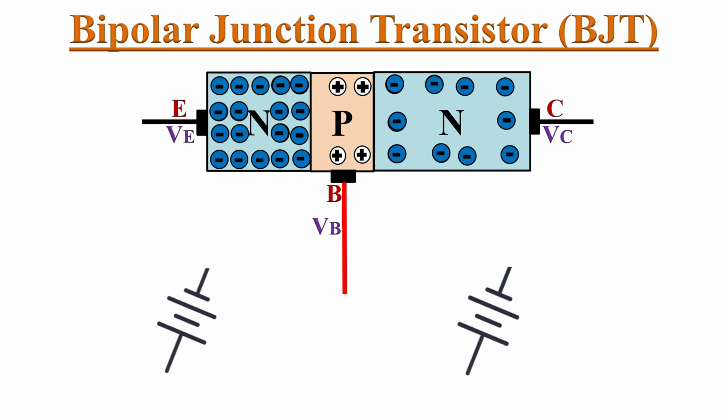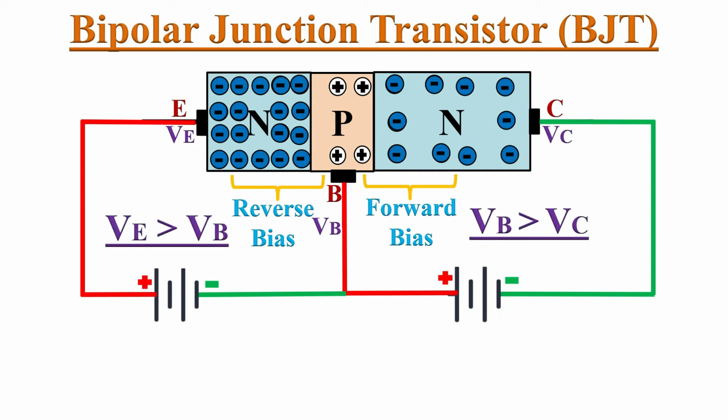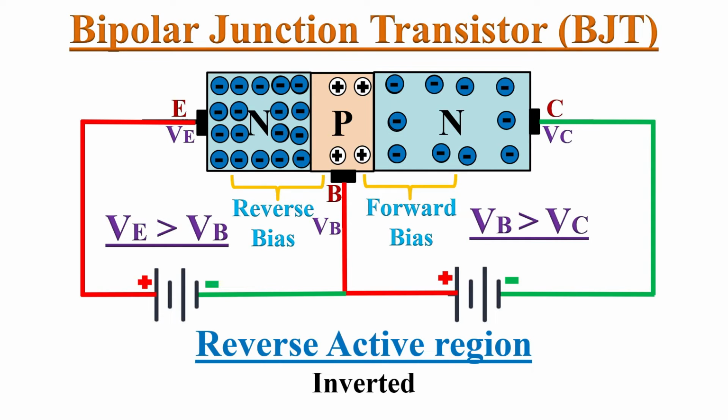If we reverse the voltages across both the junctions of BJT, now emitter base junction is reverse biased and base collector junction is forward biased. This is just opposite biasing of active region. Now emitter voltage VE is greater than base voltage VB, and base voltage VB is greater than collector voltage VC. This region of operation is known as reverse active region of BJT. In reverse active region, the electrons will get supplied from collector and collected from emitter. Due to this, the gain provided by the BJT is very less. So, this region of operation is usually avoided.